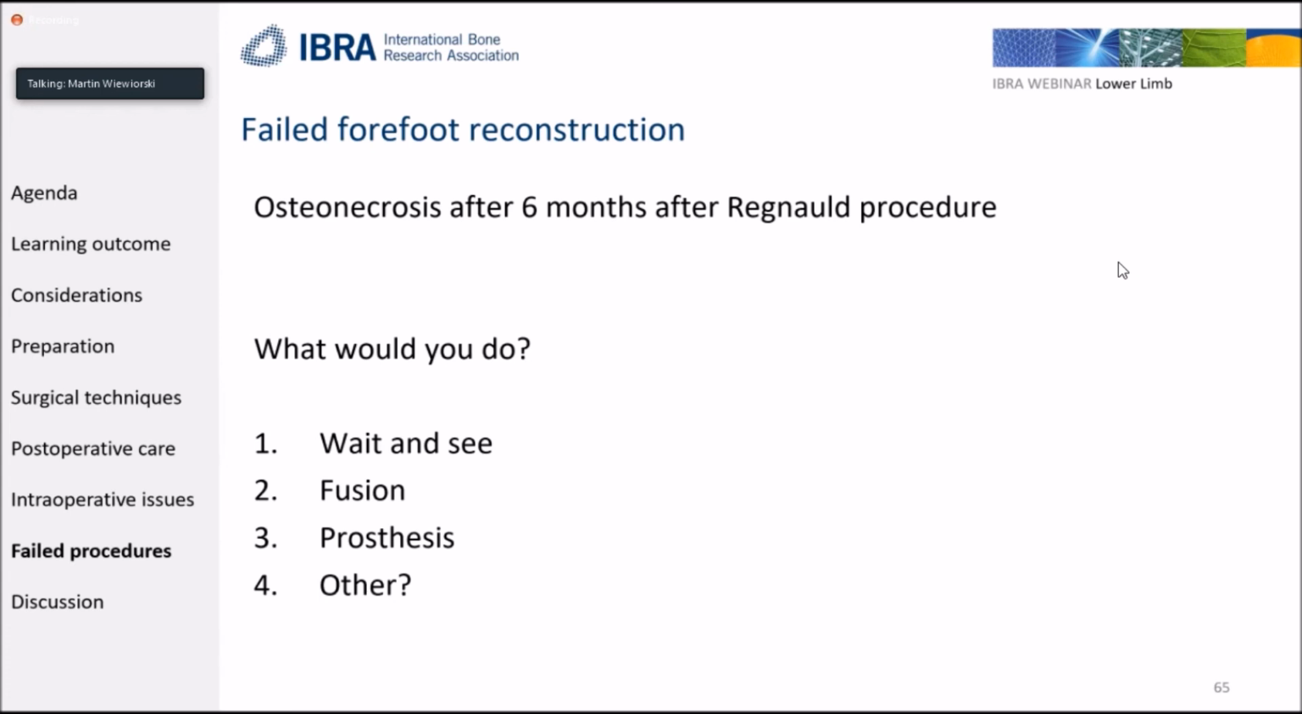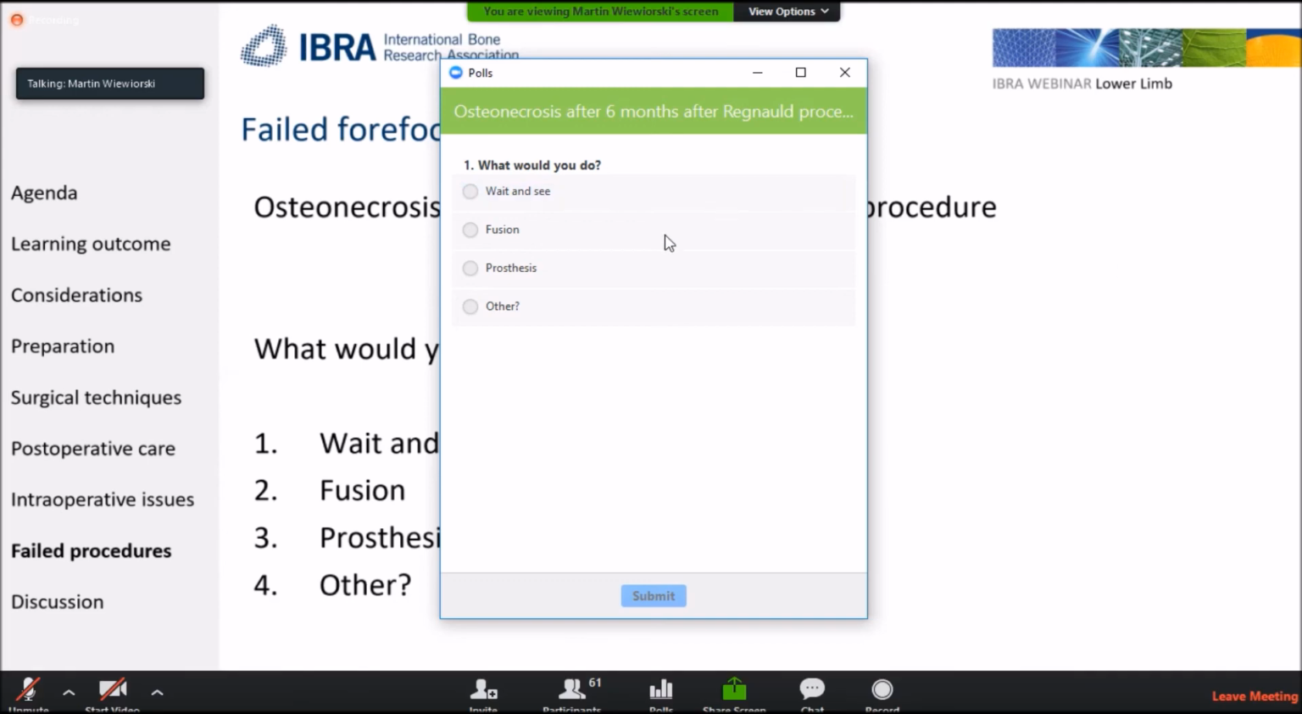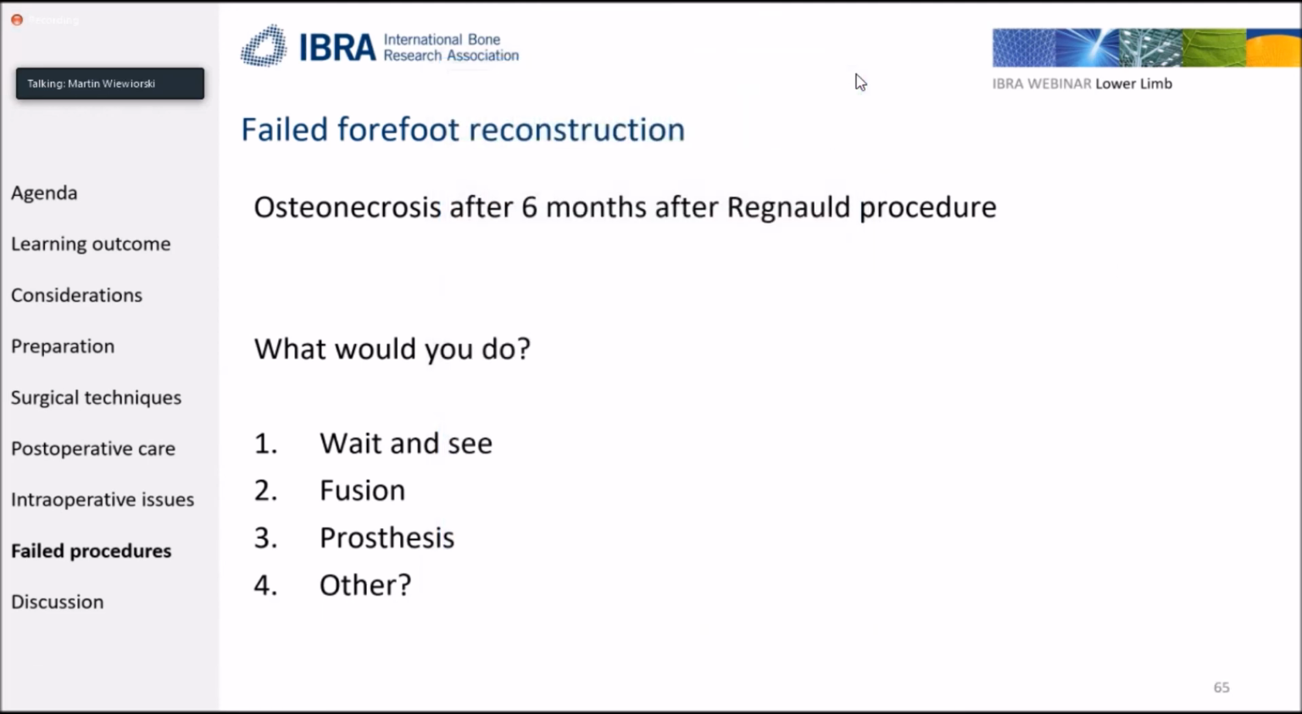Maybe you can do a poll here. So what would you do? Would you wait and see how she is in pain, or would you fuse the joint? Some of you would do a prosthesis. Other procedures? I would like to know what kind of procedures those are. And after we've done this polling, I would like to open up the discussion section. Maybe we can first discuss this case.